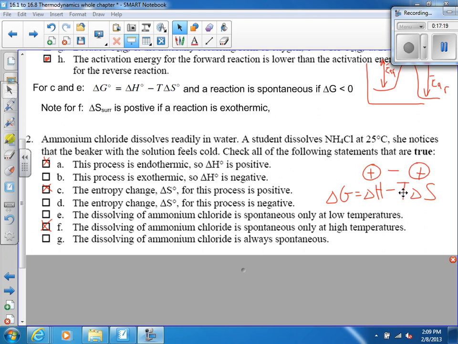We want this piece to be bigger than this piece. So it would be when this piece is big, so higher temperatures. Now the actual height of how high the temperature has to be, we don't know exactly. We just know at 25 degrees Celsius, this definitely is spontaneous because it dissolved in water. There would be a temperature at which this ammonium chloride would not dissolve spontaneously in water.